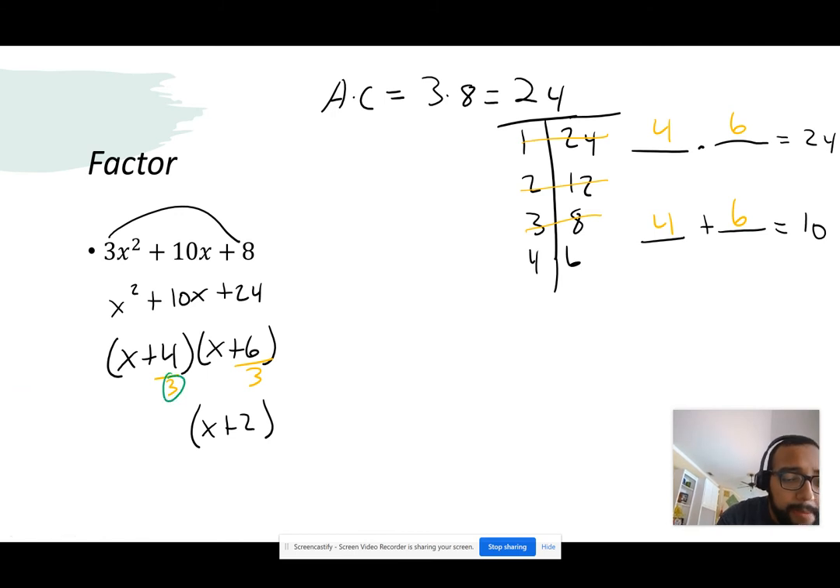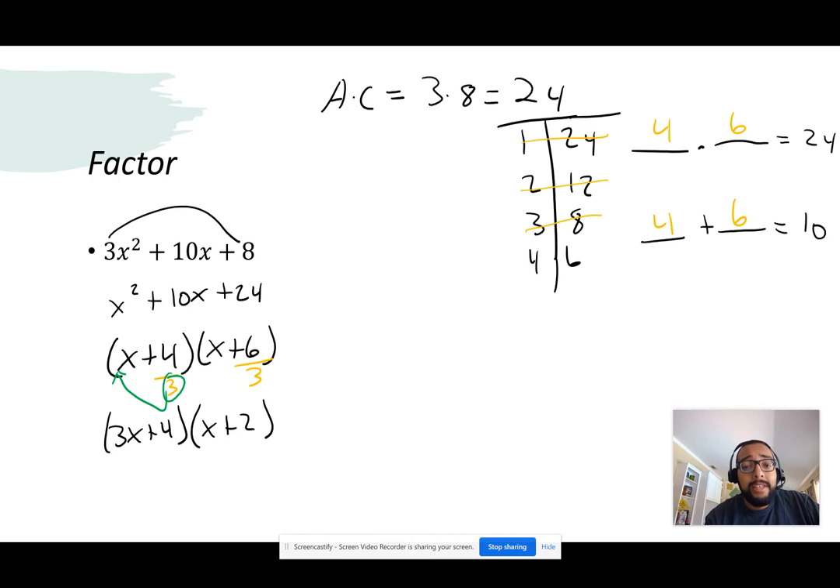So take that 3 and kick it out front: 3x plus 4. Again, wow, that's embarrassing. Again, I'm not going to prove this just because I want to be diligent about time. If you want to prove it, you would just have to multiply these two binomials together.